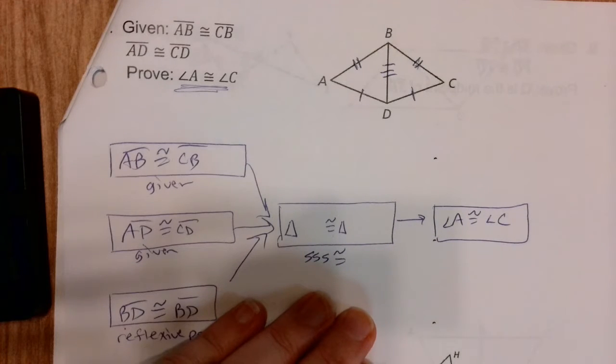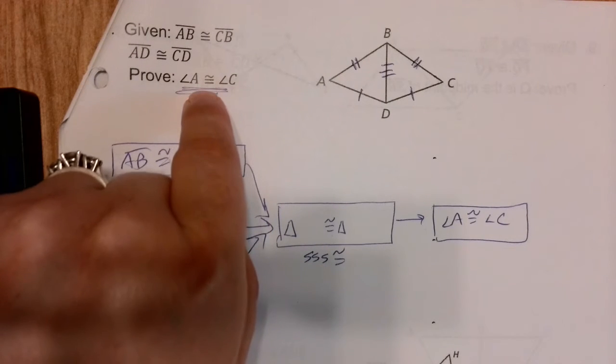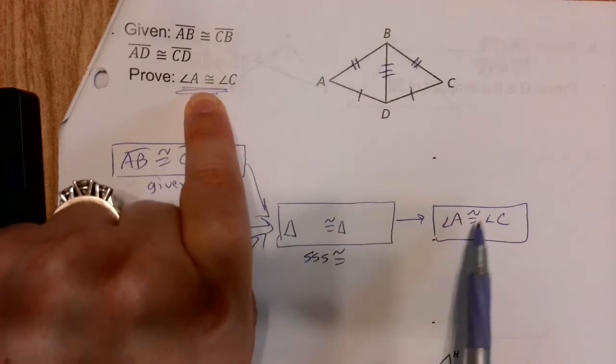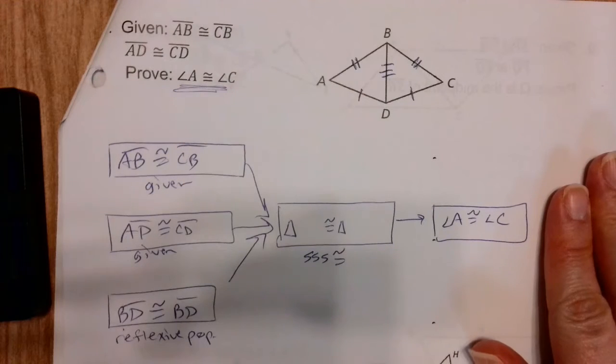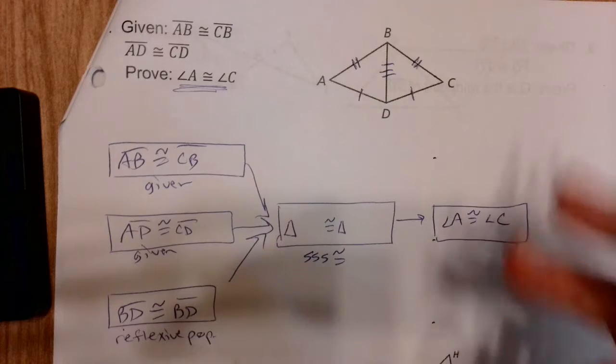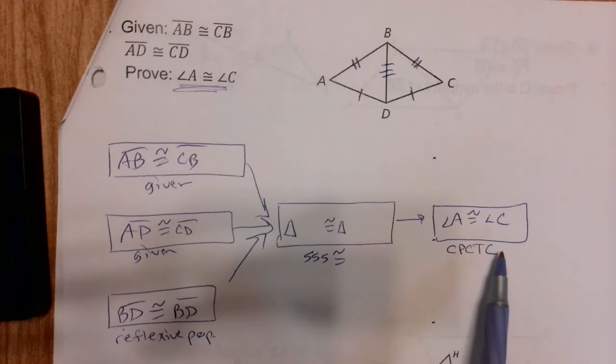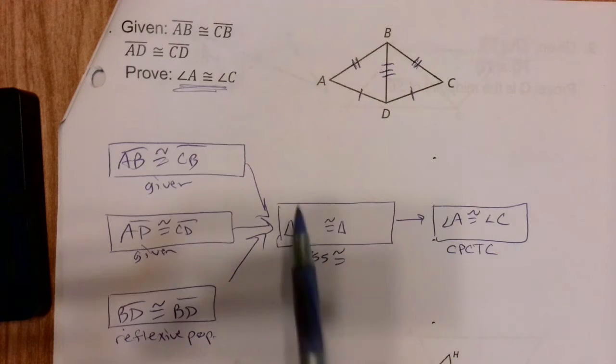Angle A is congruent to angle C. Now also remember that this always goes in the last box. So this is now the end of our proof. There's nothing after it. Underneath this box right here goes CPCTC. CPCTC always goes underneath the second box. I'll explain what that means in just a minute.